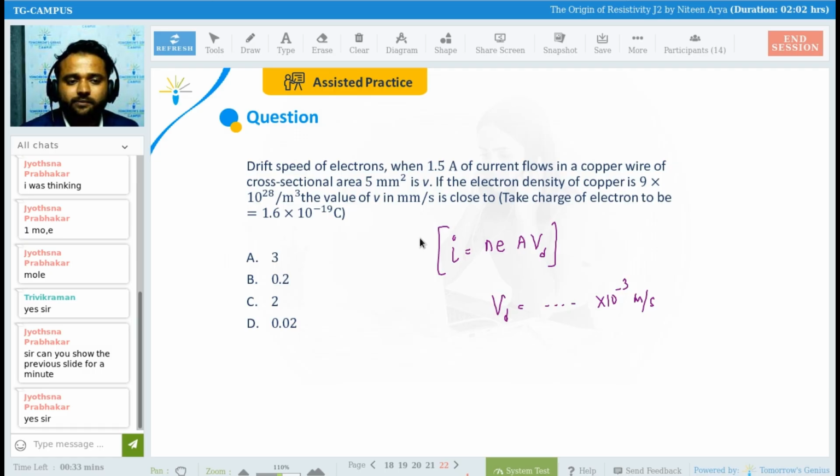Solve this and tell me the answer. Then you discuss this class assessment also. There you find some good questions. This is a good one also. But obviously right now we are discussing, so you just need to put in the formula and find the answer.